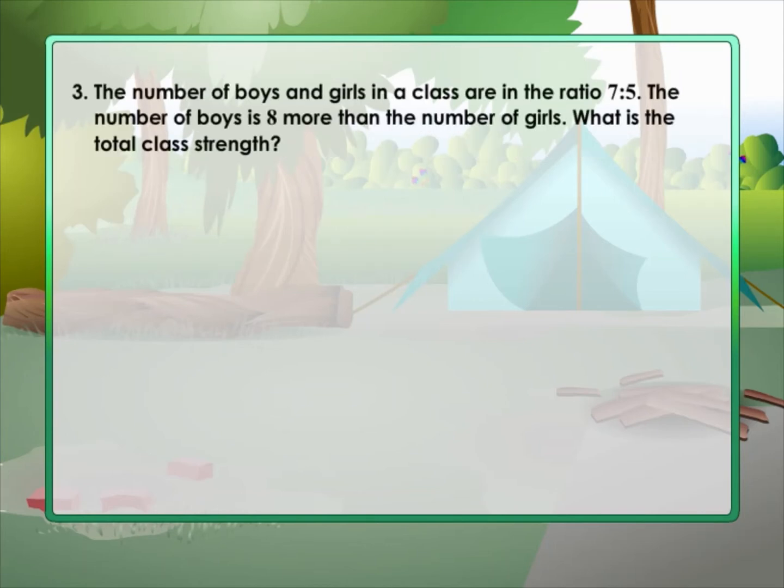The number of boys and girls in a class are in the ratio of 7:5. The number of boys is 8 more than the number of girls. What is the total class strength?